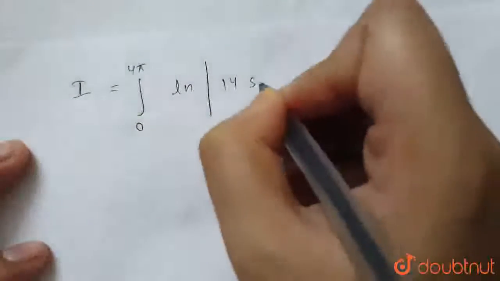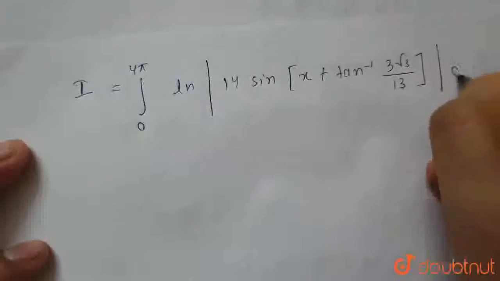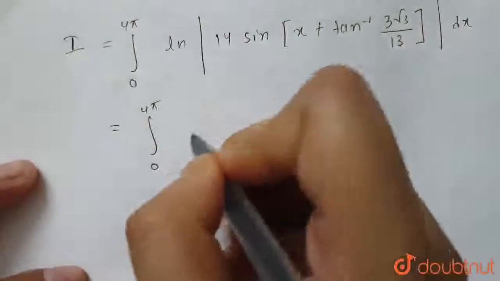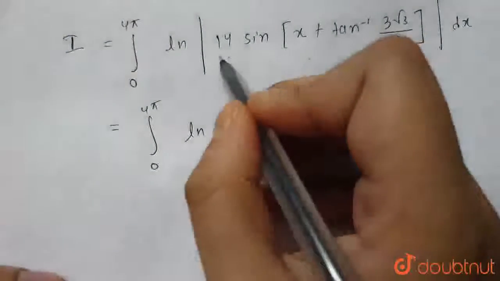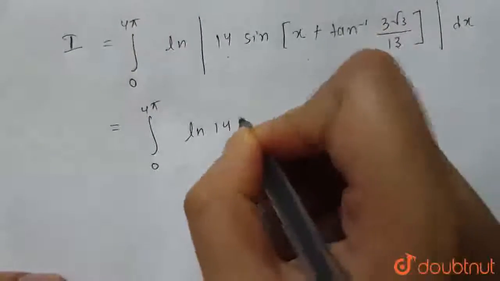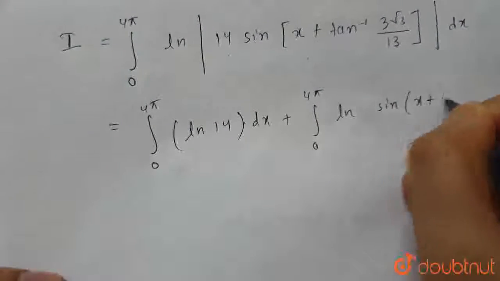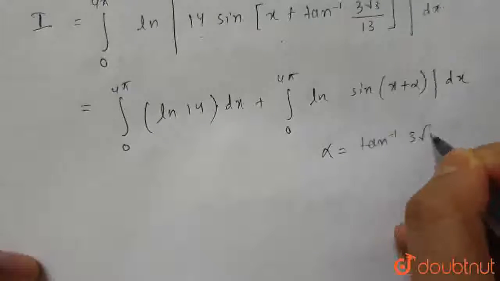Now let's solve for I. Now we can write I equals the integral from 0 to 4π of log of 14 sin of (x plus tan inverse of 3√3 by 13) dx. Since log of ab is equal to log a plus log b, this will be the integral from 0 to 4π of log 14 dx plus the integral from 0 to 4π of log of sin (x plus α) dx, where α we have taken as tan inverse of 3√3 by 13.